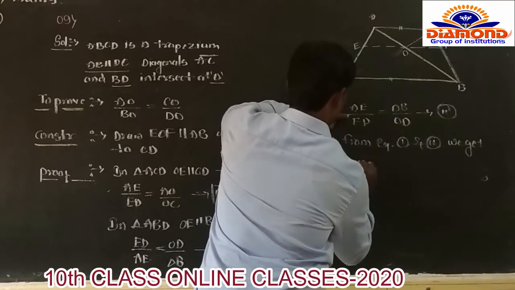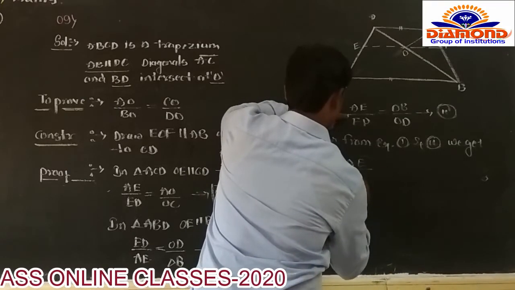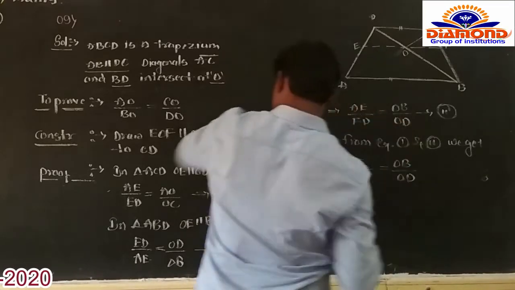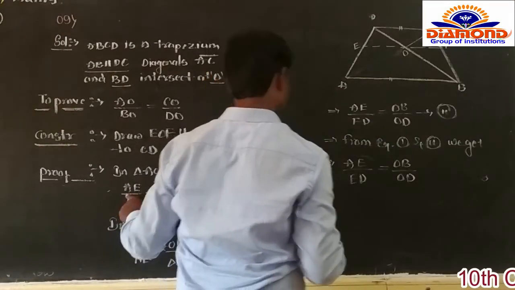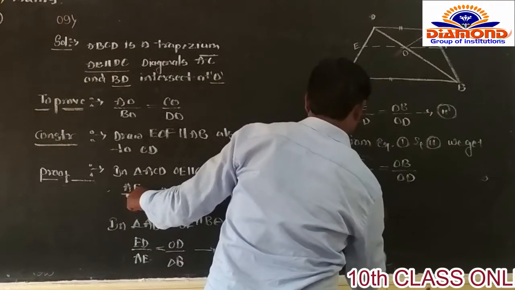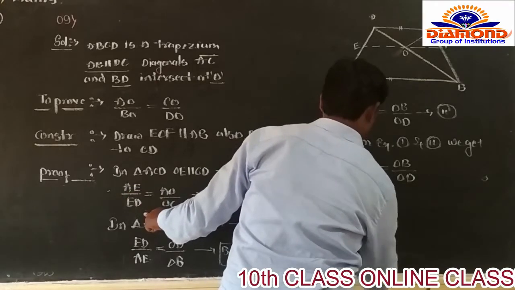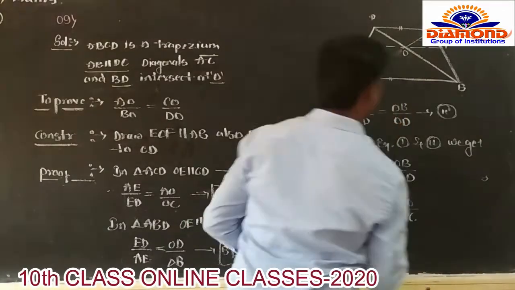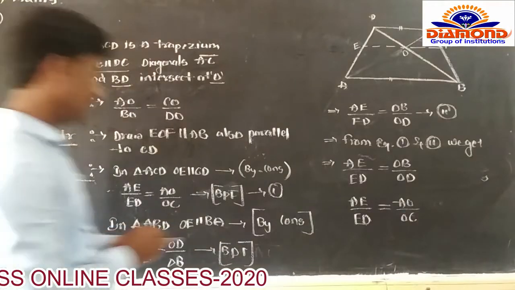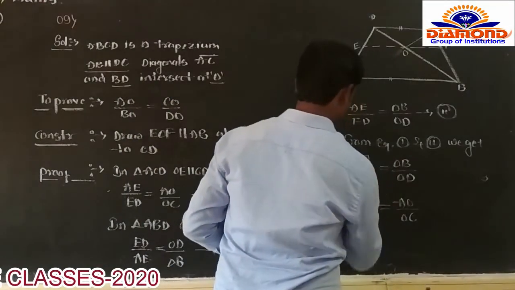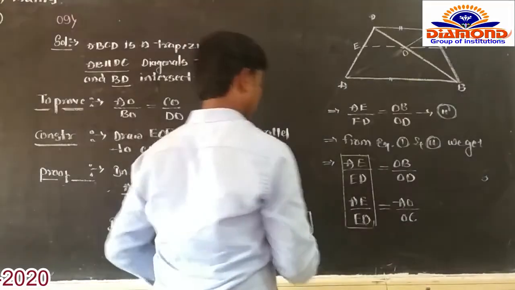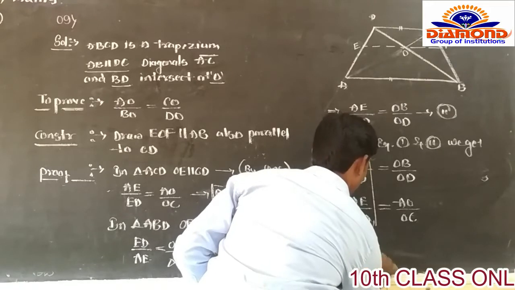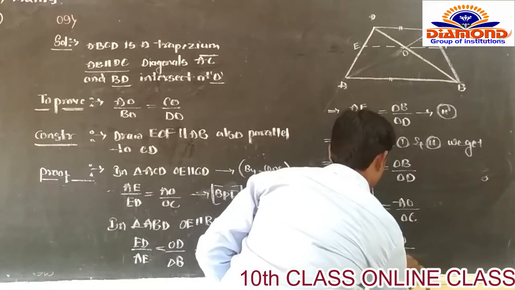AE by ED is equal to OB by OD, and here also AE by ED is equal to AO by OC. So look at it, both are the same. That's why we can write OB by OD is equal to AO by OC.